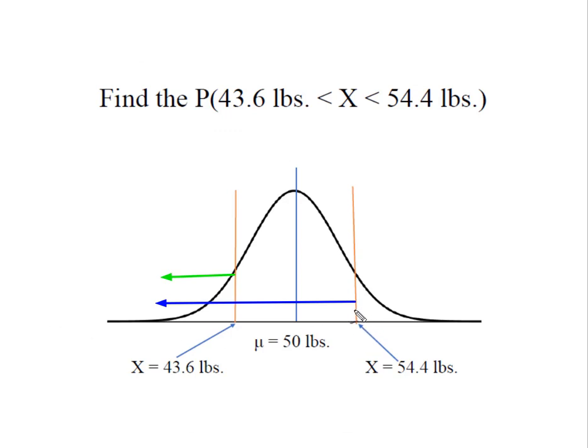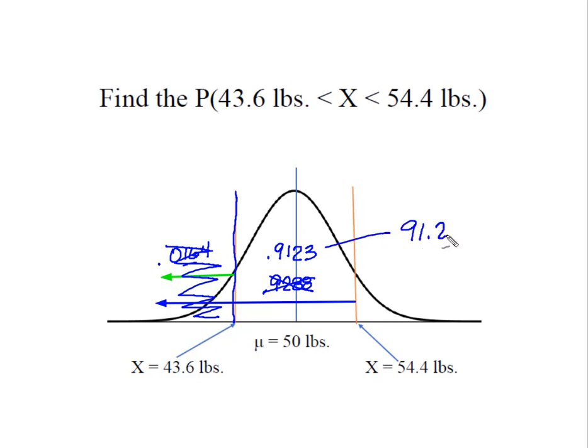So we're back over here at our curve. And what we found was that the probability, or the area below 54.4 pounds, was 0.9228. But we wanted it to stop right here. So we found the area below the 43.6, and that was 0.0164. So this 0.0164 is included in 0.9228, so we're simply going to subtract that out, and what that did was it reduced the area to 0.9123, or 91.23%. So hopefully that makes good sense of that cumulative distribution function.